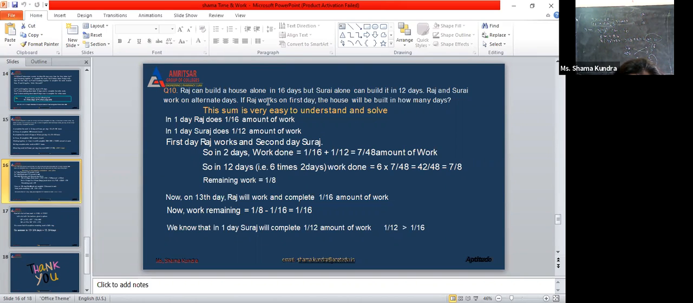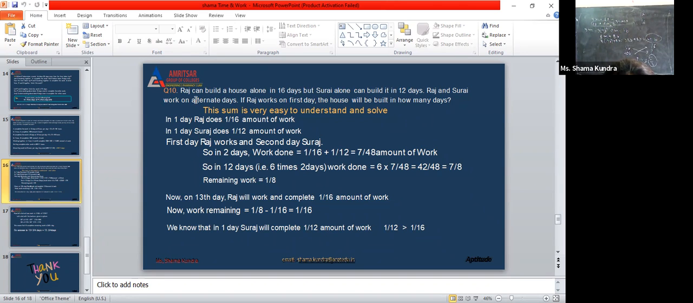Now they have given that Raj and Suraj work on alternate days. On the first day Raj works, on the second day Suraj works, on the third day Raj works, and so on. First day, how much work is done? 1 by 16, because Raj is working. In one day, Raj completes 1 by 16 amount of work. On the second day, how much work is done? 1 by 12, because on the second day Suraj is working, and Suraj does 1 by 12 amount of work in one day. So in 2 days total, 1 by 16 plus 1 by 12. On simplification, you will get 7 by 48.